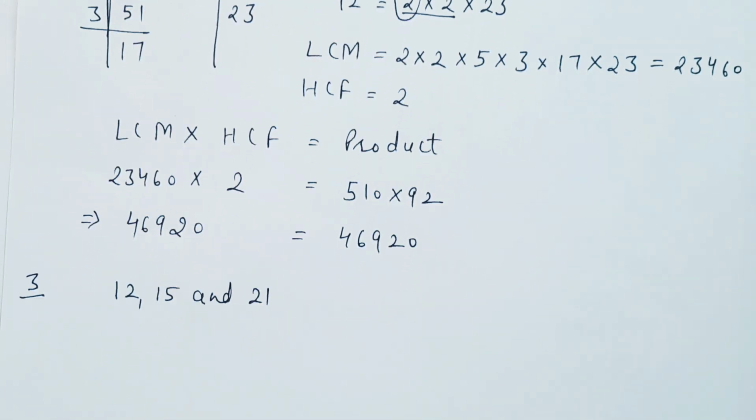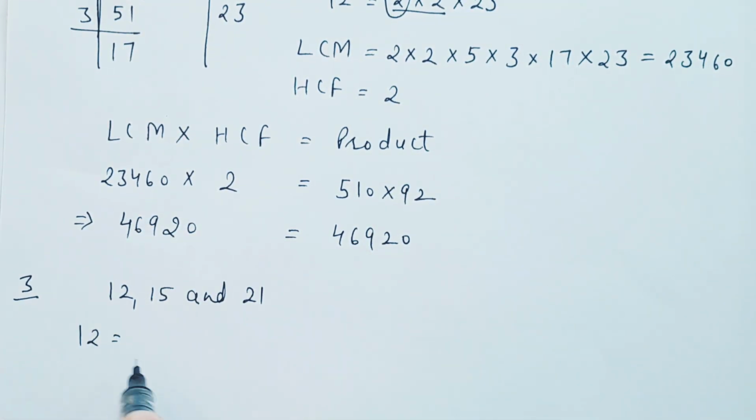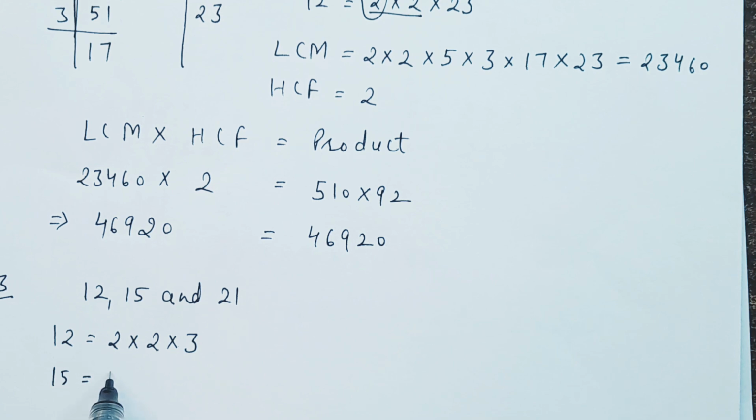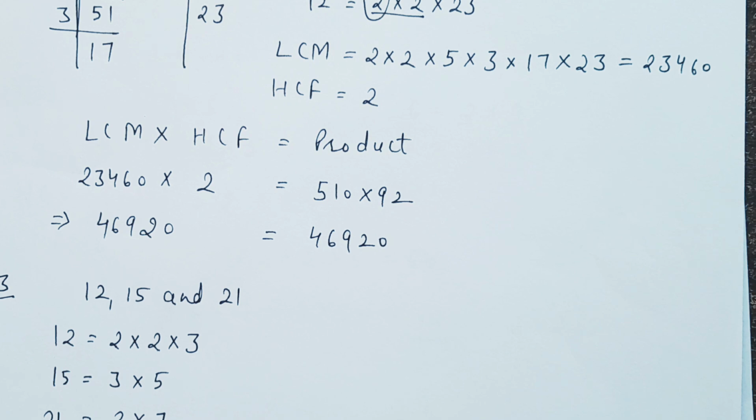So let's do the prime factorization of these numbers. Number 12: prime factorization, 2 2s are 4, 3 4s are 12. Now 15, factorization of 15 is 3 multiply 5. Factorization of 21 is 3 multiply 7. We got the prime factorization.